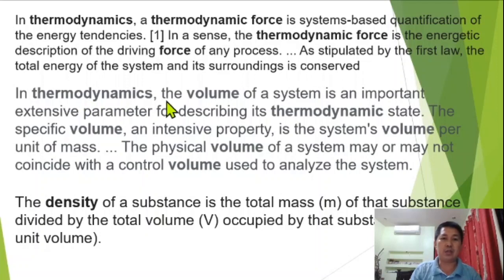In thermodynamics, the volume of a system is an important extensive parameter for describing thermodynamic state. The specific volume, an intensive property, is the system volume per unit of mass. The physical volume of a system may or may not coincide with the control volume used to analyze the system. The density of a substance is the total mass of a substance divided by the total volume occupied by the substance, mass per unit volume.